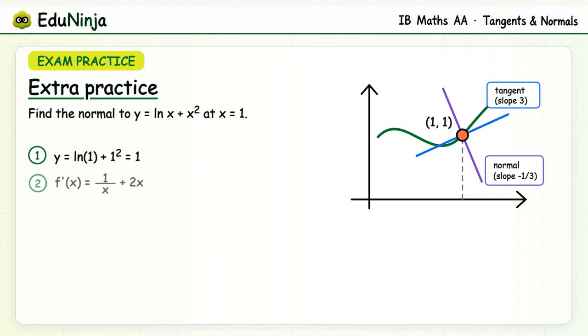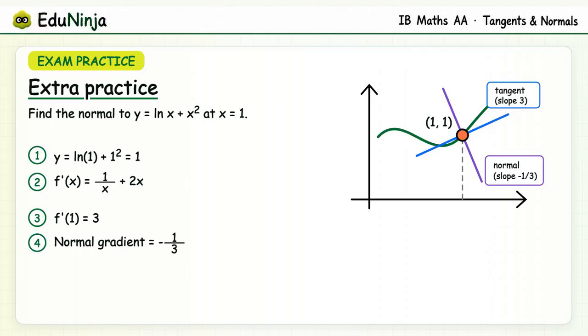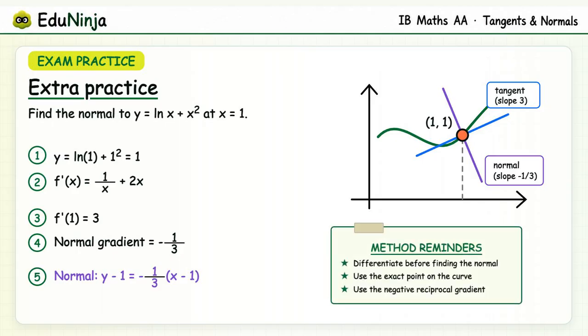Now, differentiate. The derivative of natural log x is 1 over x, and the derivative of x squared is 2x, so f prime of x equals 1 over x plus 2x. At x equals 1, that gives 1 plus 2, so the tangent gradient is 3. Because we need the normal, take the negative reciprocal. The normal gradient is -1/3. Finally, use point-slope form. y minus 1 equals -1/3 times x minus 1. This is a strong check question because it tests the differentiation, exact substitution, and the normal gradient rule together.